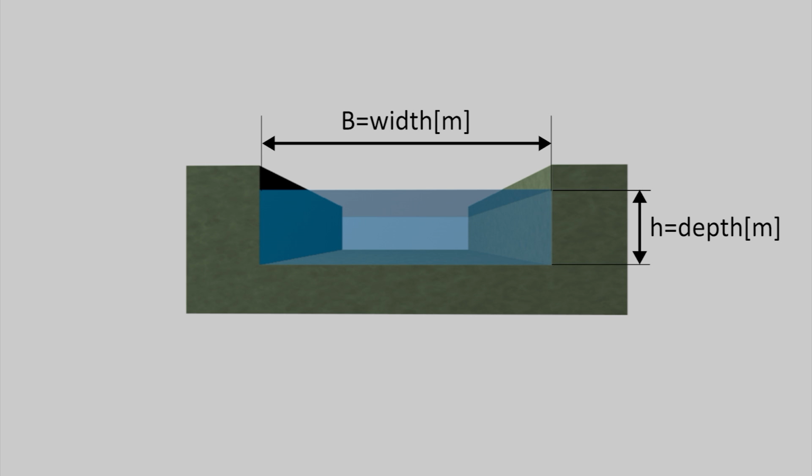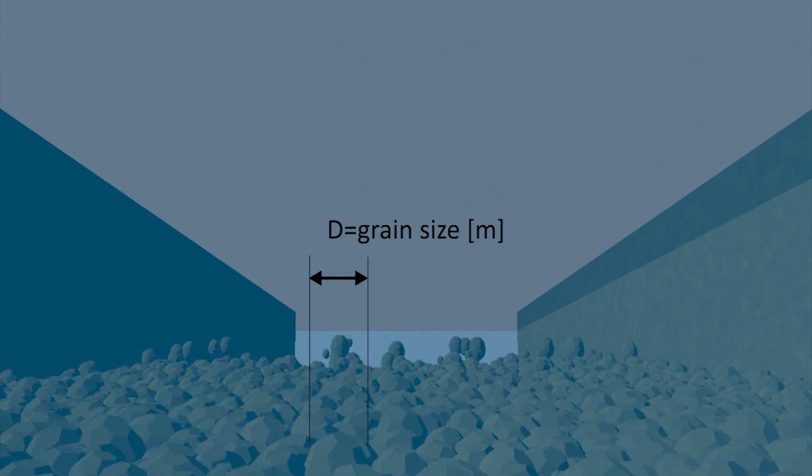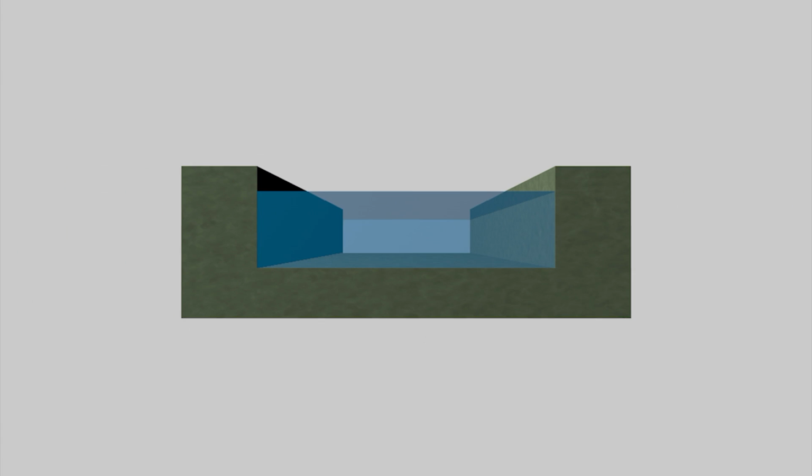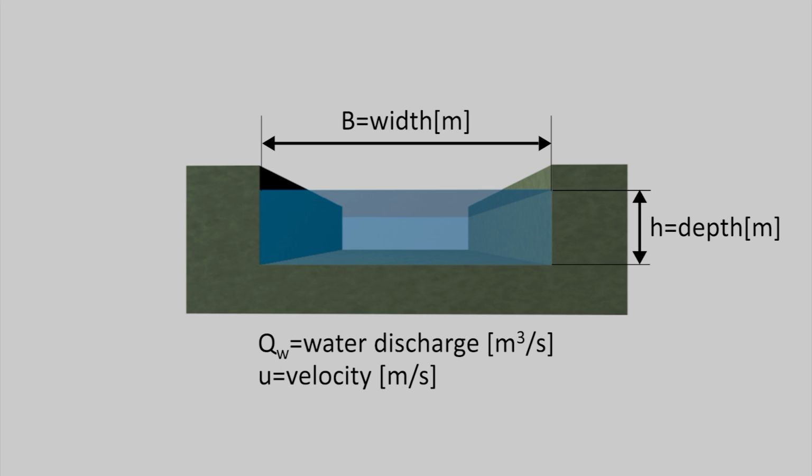The geometry can be characterized by a width and a flow depth. Another important variable is the mean grain size of the sediment that is being transported by the river at this specific location. The flow is characterized by the water discharge, which is the volume of water per unit time that passes through this specific location, and the velocity of the flow. The amount of sediment that passes through this specific location per unit time is called the sediment discharge.